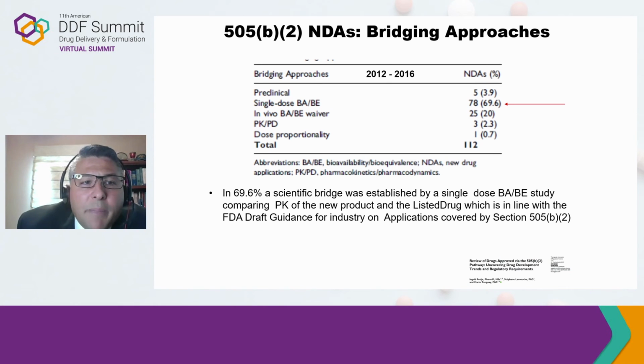So let's speak a bit about the 505(b)(2) NDA bridging approaches. If you take a look at this article here, in about 70%, a scientific bridge was established by a single-dose BA/BE study comparing the PK, that's pharmacokinetics, of the new product and the listed drug, which is in line with the FDA draft guidance for industry on applications covered by Section 505(b)(2).